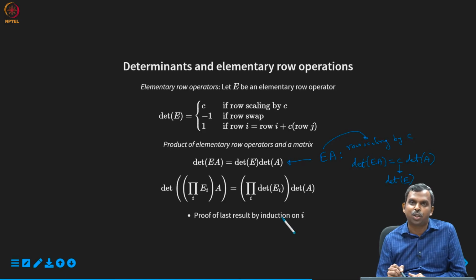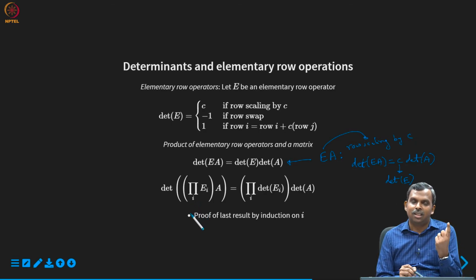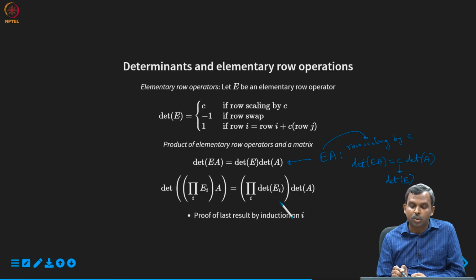You can do an induction argument here. It's not very hard, right? If it's true up to i, how do you show it for i plus 1? In i plus 1, you have only one row operator multiplying. When you have one row operator multiplying, already the result is true, right? So it's very easy to do an induction. It's a basic induction here. So you get this result.